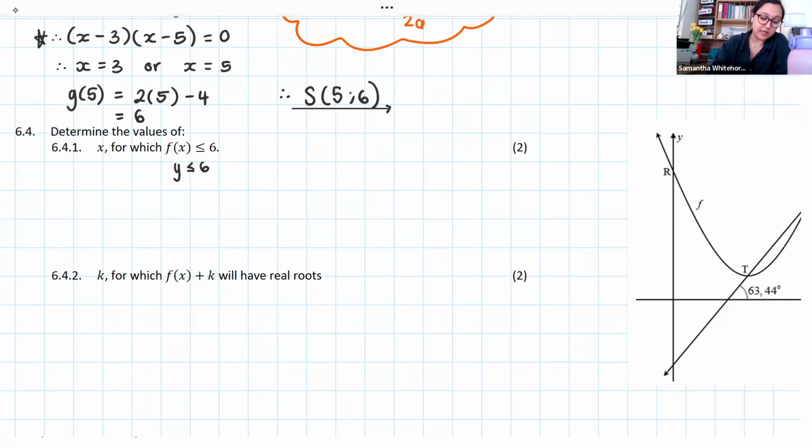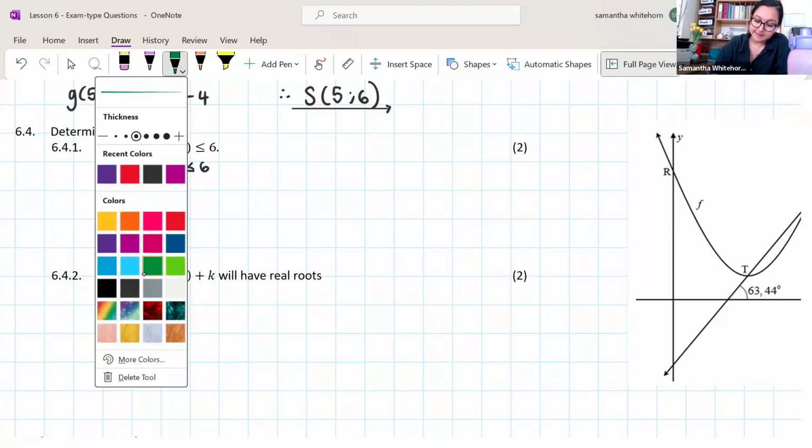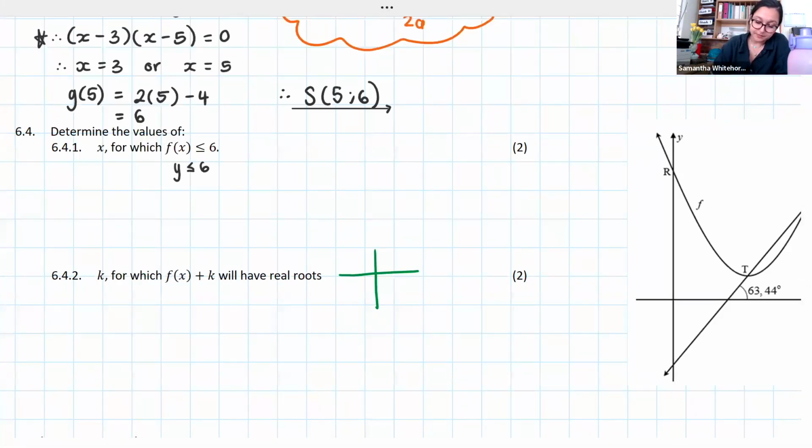So let's just take a quick little moment. A parabola can have a number of different types of roots. So firstly, roots are talking about where it cuts the x-axis. So if your parabola cuts your x-axis twice in two different places, this is two distinct unequal roots.